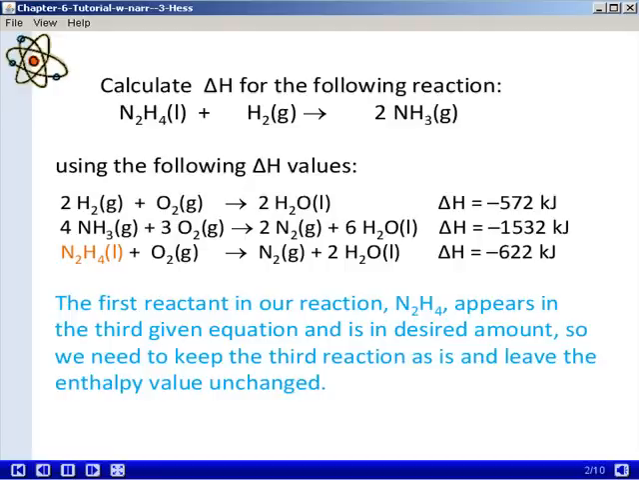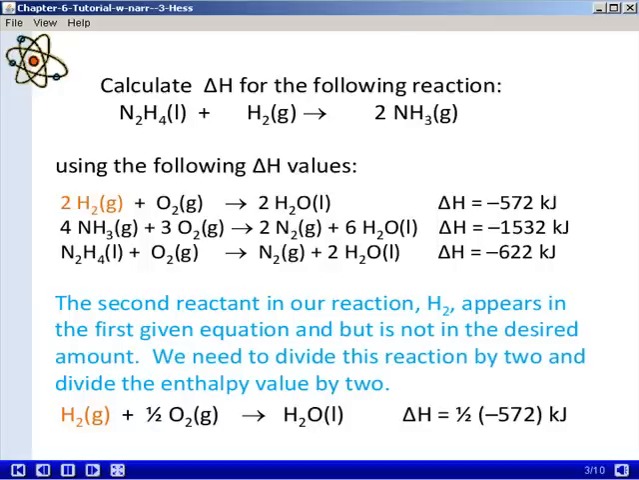We'll notice that the first reactant in our reaction, N2H4, appears in the third of the given equations and is in the desired amount. That is, it has a coefficient of 1, which is exactly what we want. So we're going to keep that third reaction exactly as it is and leave the enthalpy value unchanged.